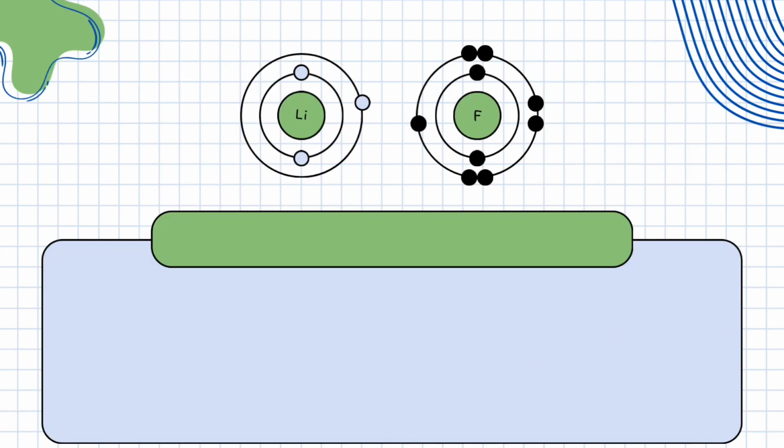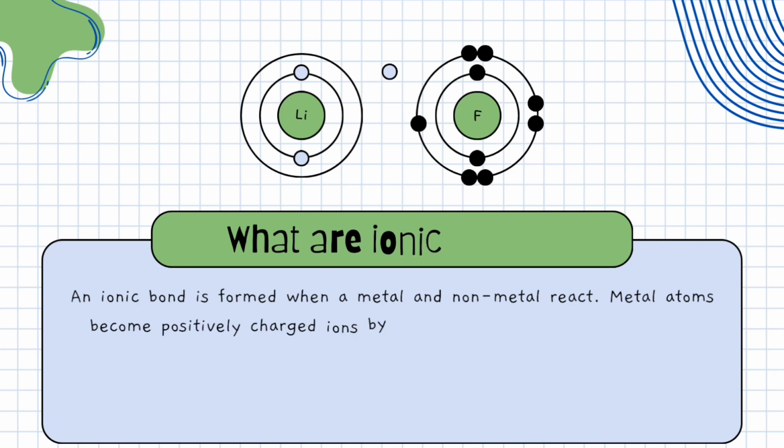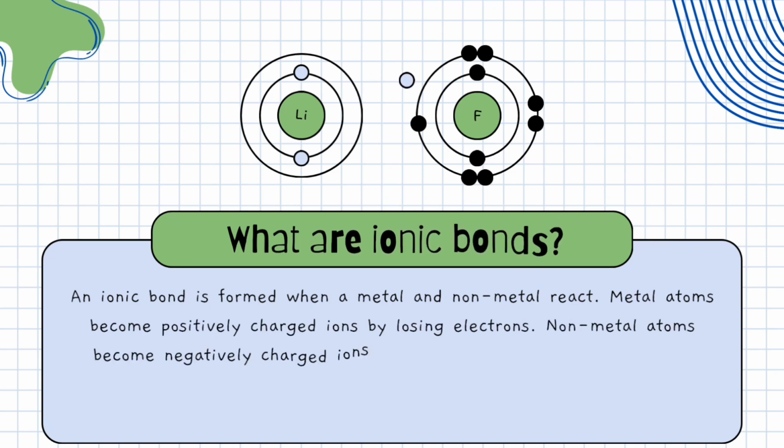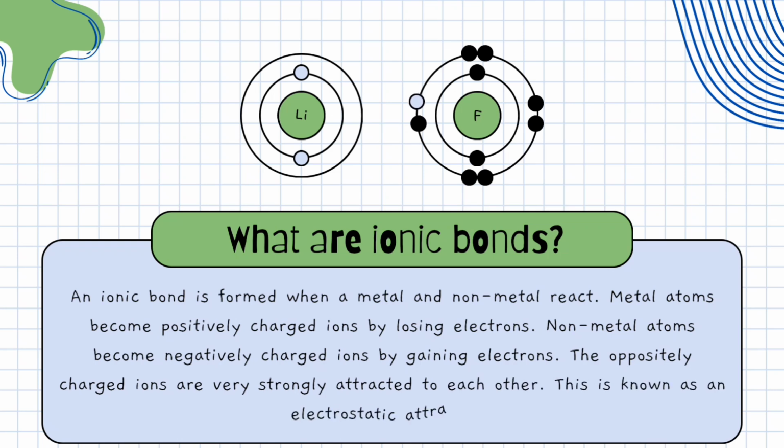Now we will learn what is an ionic bond. An ionic bond is formed when a metal and non-metal react. Metal atoms become positively charged ions by losing electrons. Non-metal atoms become negatively charged ions by gaining electrons. The oppositely charged ions are very strongly attracted to each other. This is known as an electrostatic attraction.